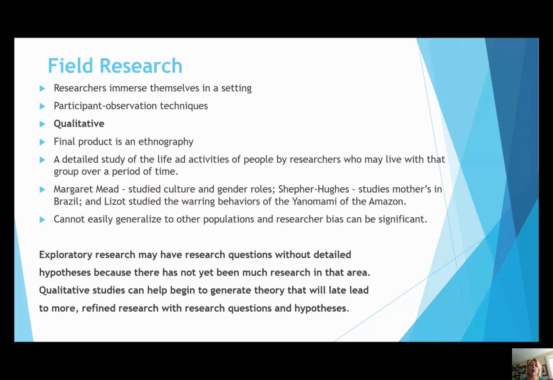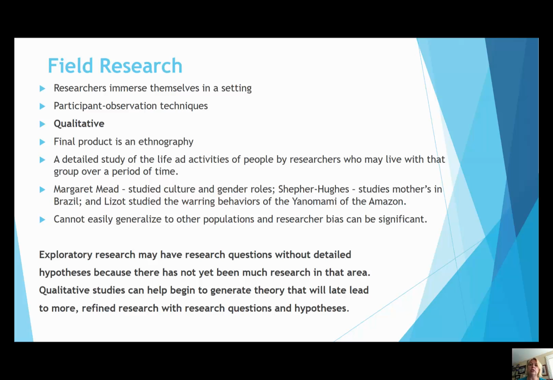One final note: when we're exploring things, we do exploratory research. Exploratory research may have research questions without detailed hypotheses because there has not yet been much research in that area. Qualitative studies can help begin to generate theory that will later lead to more refined research with research questions and hypotheses.